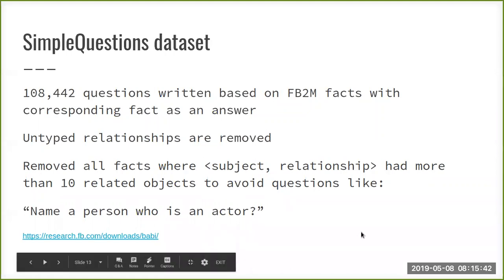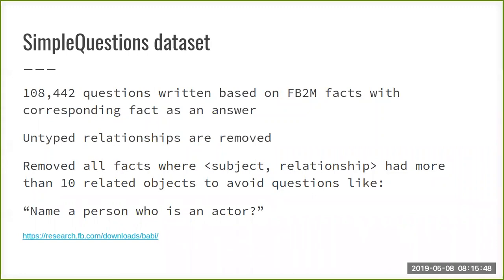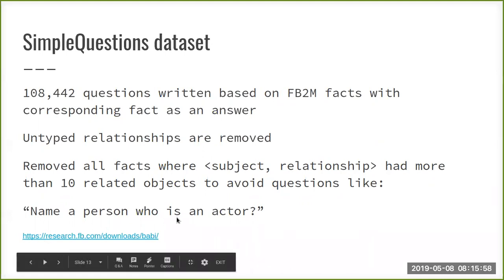First, they removed all the ones where you would have a lot of objects sharing the same subject and relationship. For example, a bunch of occupations, and questions like this are not in the data set.